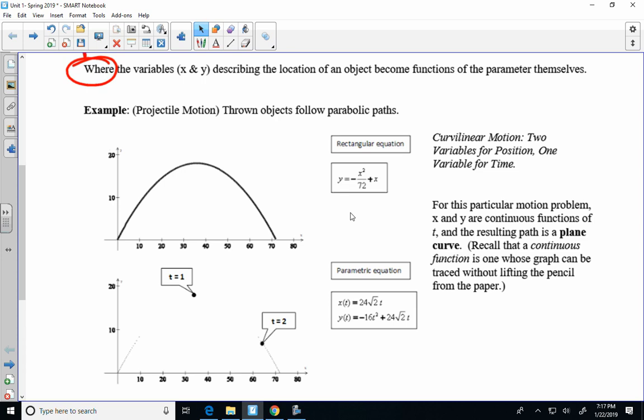So anything, and we're still looking at something that's occurring really in 2 dimensions. We have a horizontal and a vertical, but we don't have any depth, right? So we don't have that 3rd dimension going on. Later on in the course, we're going to incorporate a 3rd dimension and see how that comes into play, which is parametrics, right? For this particular motion problem, x, y are continuous functions of t, and the resulting path of the plane curve. Continuous function, the definition is there.